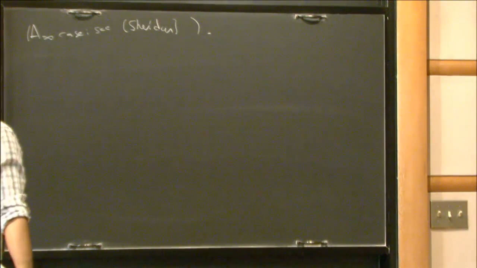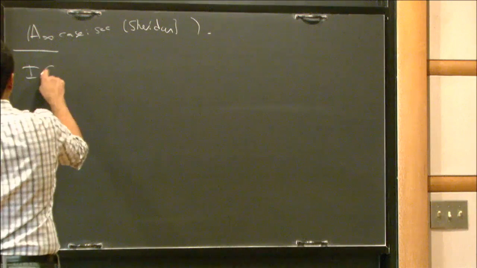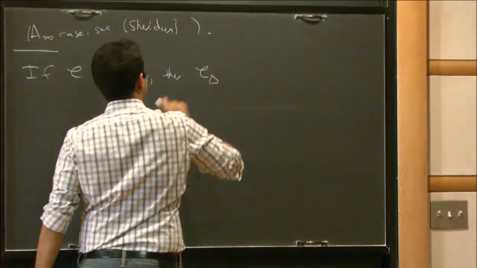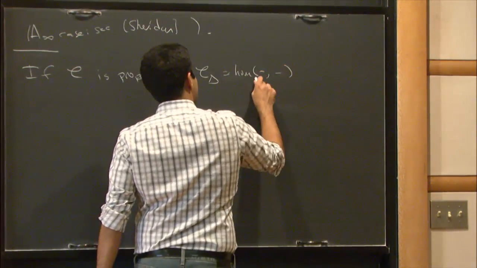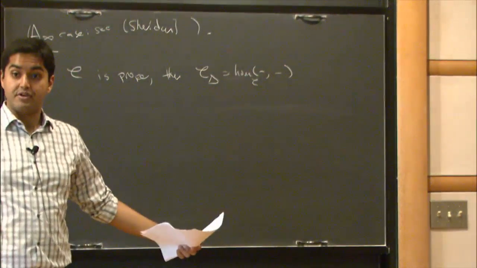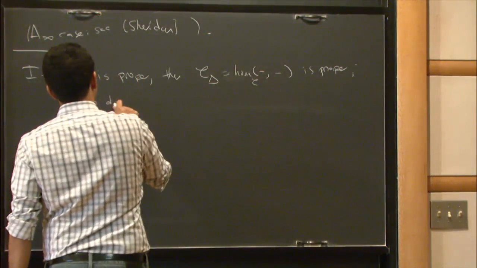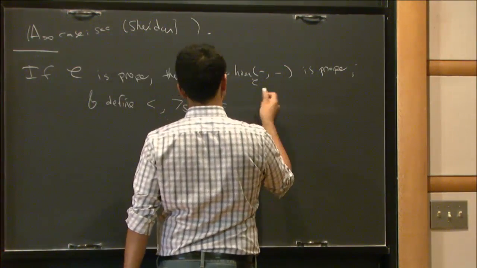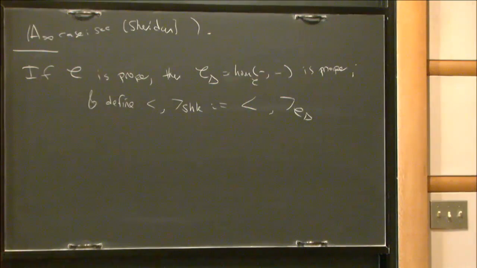Okay, so there's this pairing for any bimodule B that's proper. If the category C is proper, then by definition that means its diagonal bimodule is proper. That's the bimodule you get just by looking at Hom as a bilinear functor. And you define the Shklarov pairing to be the pairing associated to this canonical bimodule.